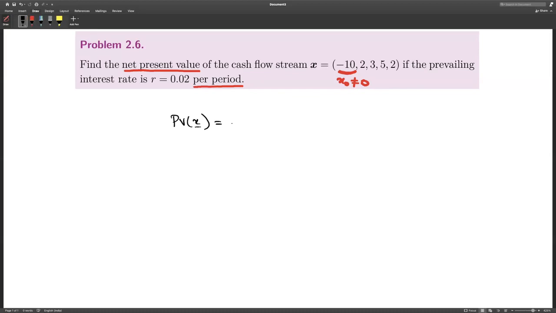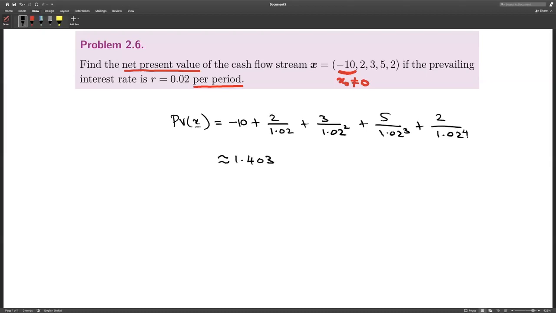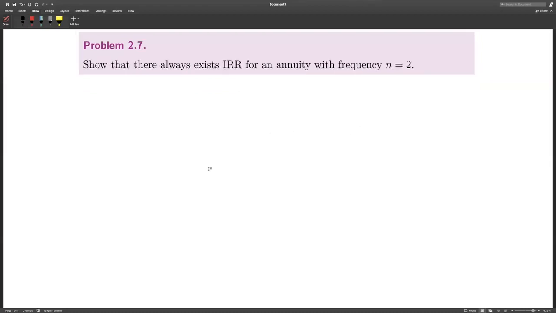The present value of the cash flow stream X is x naught, which is minus 10, plus 2 by 1 plus R. Since it is a per period rate, therefore 1 plus R is 1.02, plus 3 by 1.02 square plus 5 by 1.02 cube plus 2 by 1.02 power 4. That is approximately equal to 1.4036.